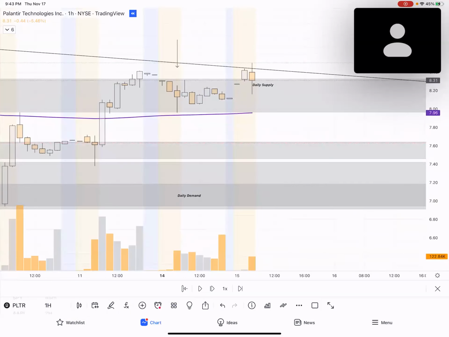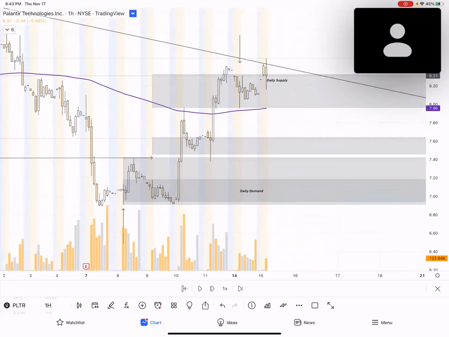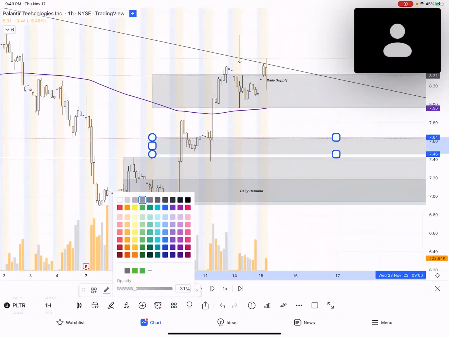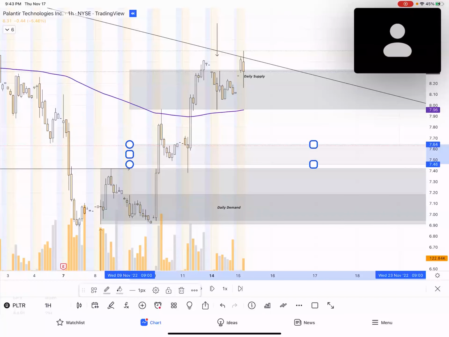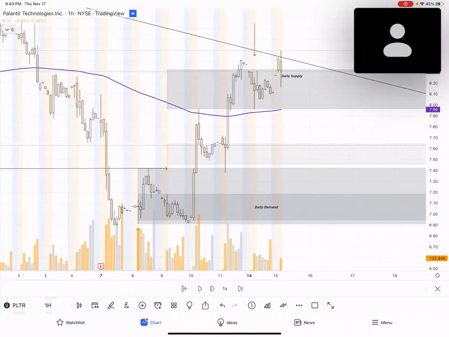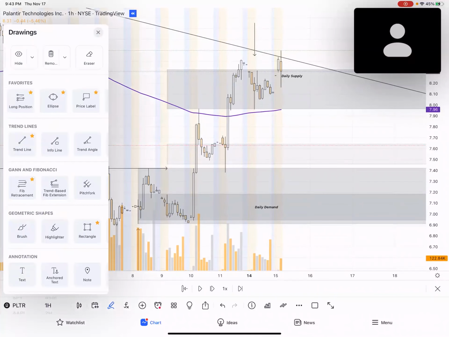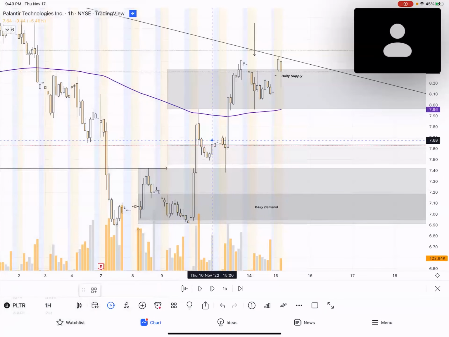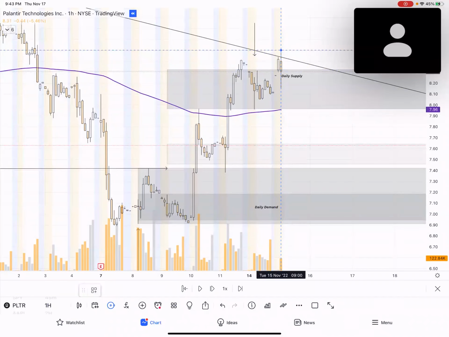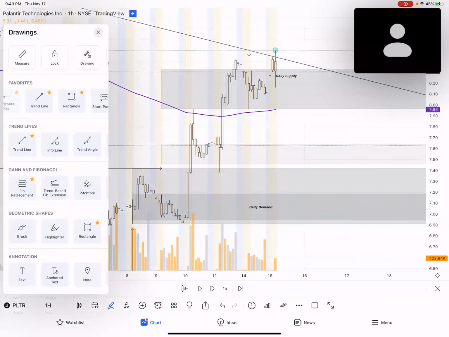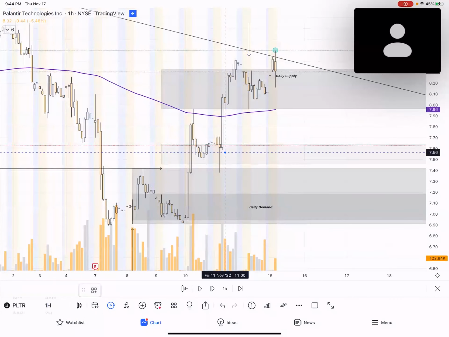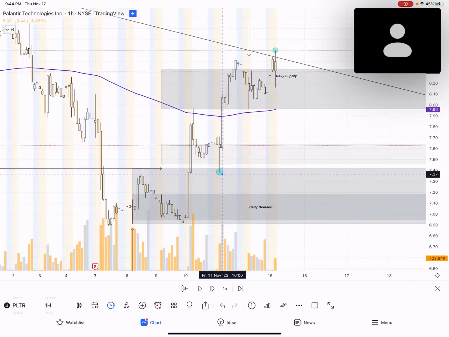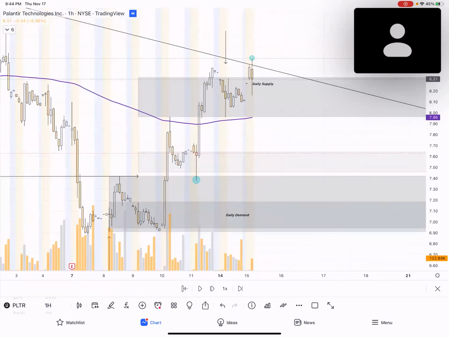Now let's take a look at the 1 hour time frame. On the 1 hour, we're looking for the most recent swing high and swing low. Some imbalance as well as liquidity between the imbalance and our supply and demand zones. Swing high. We've got a hammer here. Most extreme swing low.